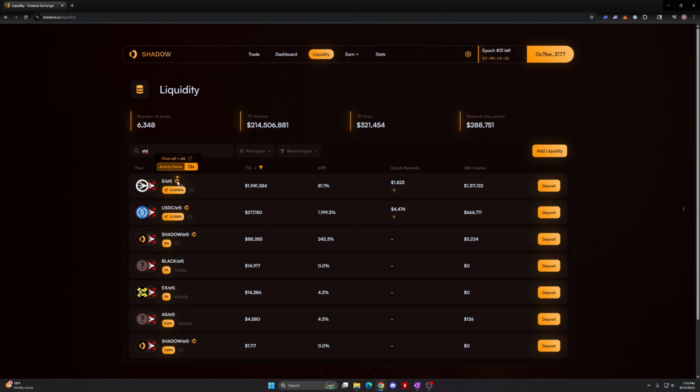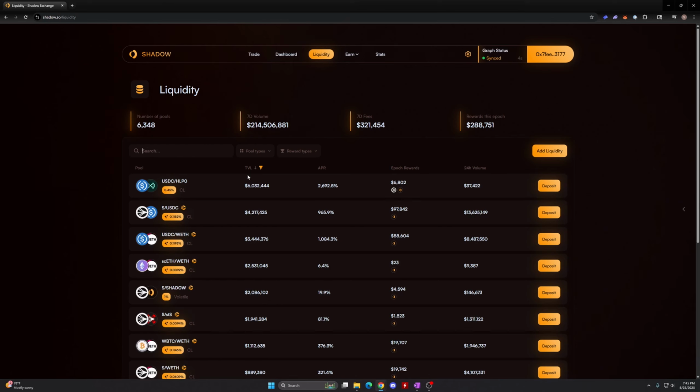Why would anyone ever do that? Because exchanges like Shadow, phenomenal exchanges, they offer such ludicrous APRs that the yield you're getting for farming is absolutely far outweighing your potential losses.